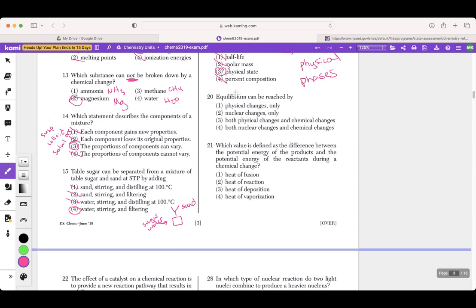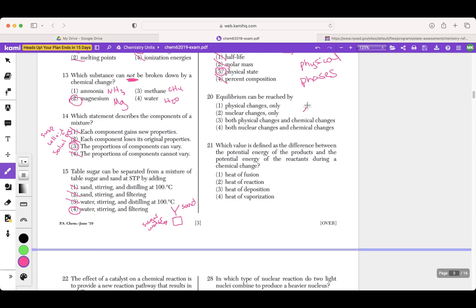20, equilibrium can be reached by physical changes, nuclear changes, both physical and chemical, or both nuclear and chemical. Okay, we're looking at equilibrium. We're looking a lot at Le Chatelier. And we can have equilibrium in physical changes.